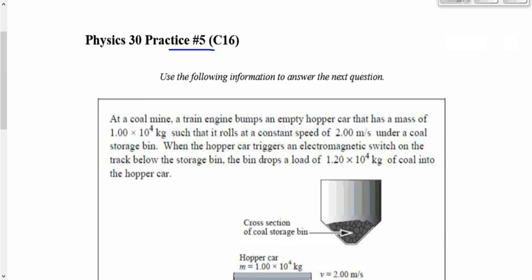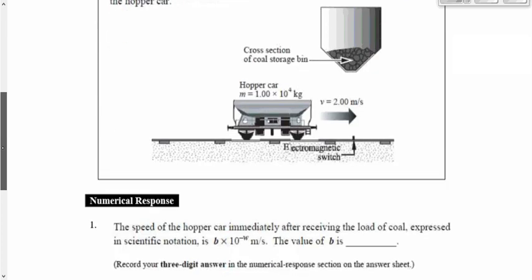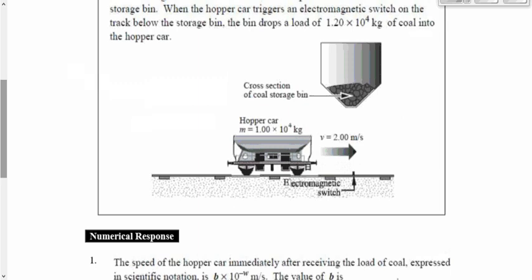If we take a look at practice question set number 5, starting with question number 1, we see the info box that says at a coal mine, a train engine bumps an empty hopper car that has a mass of 10,000 kilograms, such that it rolls at a constant speed of 2 meters per second under a coal storage bin. The hopper car triggers an electromagnetic switch on the track below the storage bin. The bin drops a load of 12,000 kilograms of coal onto the hopper car. And then ultimately we want to find how fast the hopper car and the coal that's now in the hopper car are moving immediately after the hopper car receives the coal.